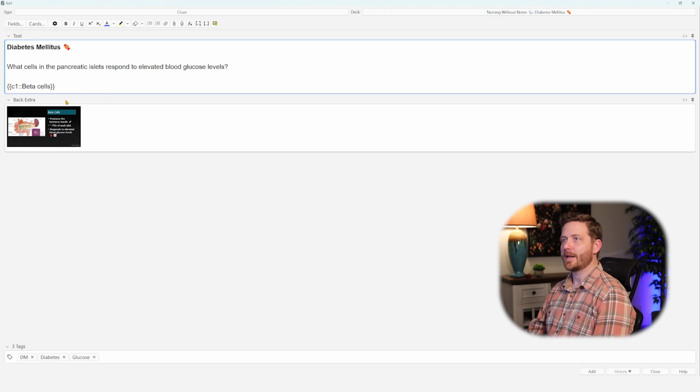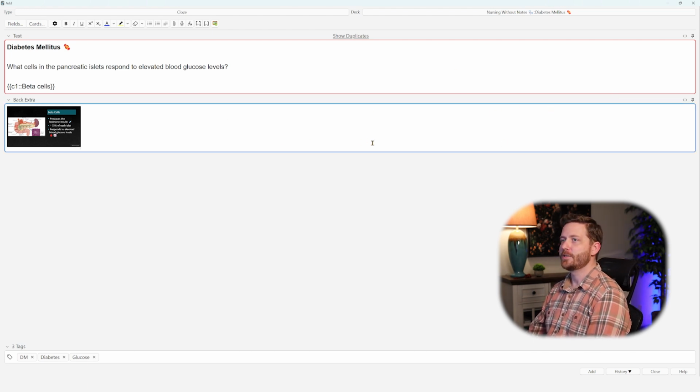What cells in the pancreatic islets respond to elevated blood glucose levels? And those would be the beta cells. All right, I'm going to hit that. We're going to add that card in with Control Enter. Now, when I added that card, you'll see here that everything in these fields remained because I had on the toggle sticky. And I want that because I wanted this diabetes mellitus up here to stay. That way I can just change this text here for the next card.